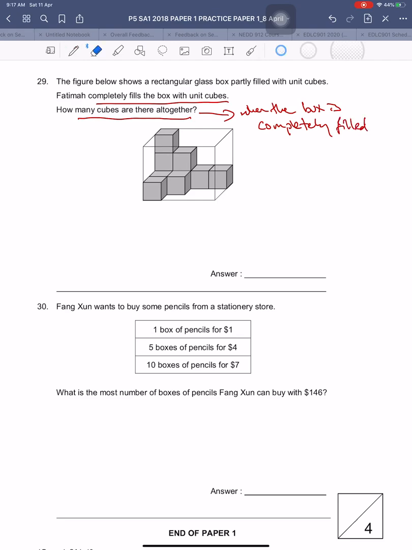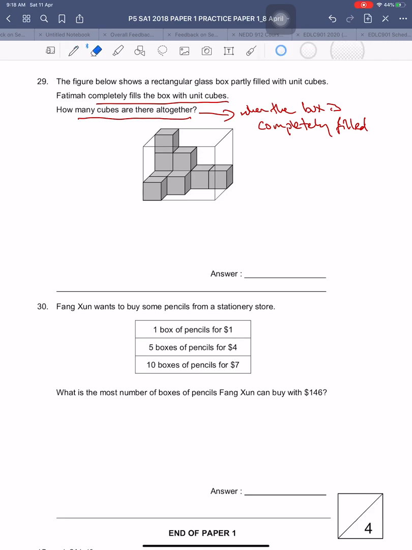Okay, then how many are they all together? It's not asking you to simply go and count. Most of you say 1, 2, 3, 4, 5, 6, 7, 8. 8. That's wrong. You need to understand this question is not asking you to go and count how many cubes there are. You can see the question asking you, after Fatima has completely filled the box with cubes, how many cubes are there? So it's something like volume, like you have learned last year in primary 4.